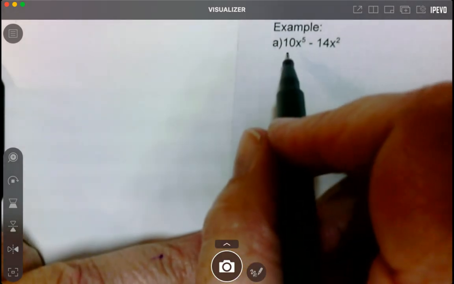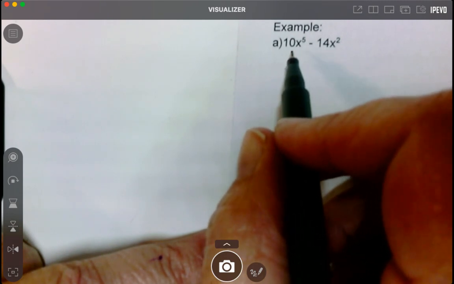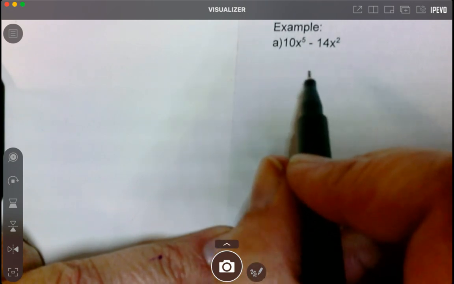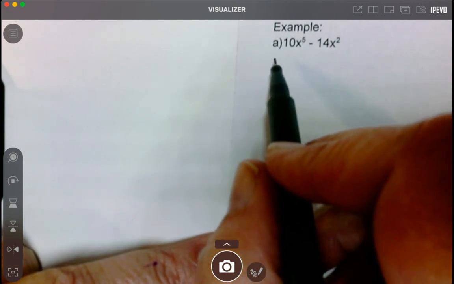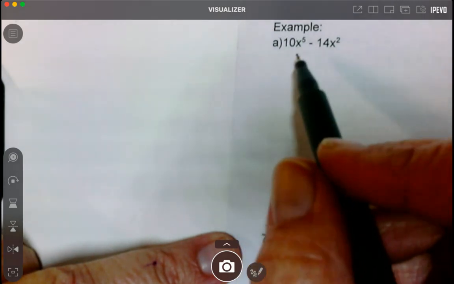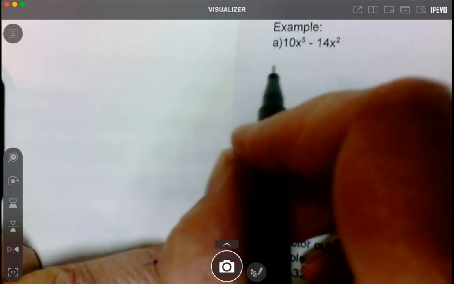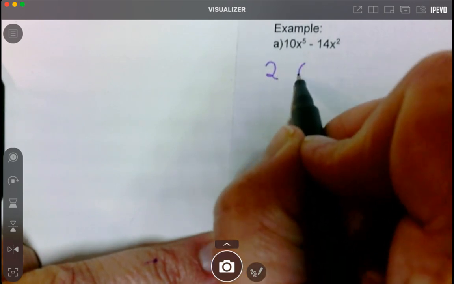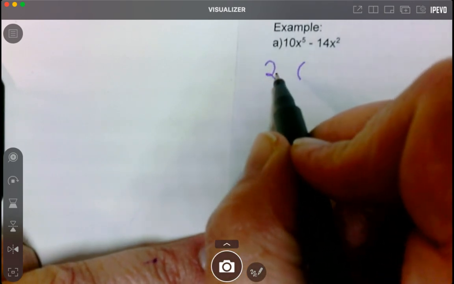We're just factoring out. So we have to ask ourselves, what number can divide by 10, or 10 can divide by this number, and 14 can divide by this number. Another way to think of it is, what times table has an answer of 10? What times table has an answer of 14? And what do they have in common? Well, they both can be divided by 2, right? 2 times 5 is 10. 2 times 7 is 14. So I'm going to factor out a 2. In other words, I'm going to put a 2 outside.